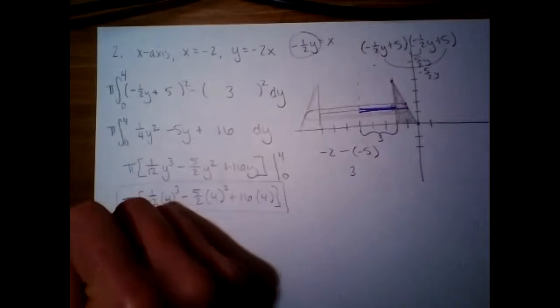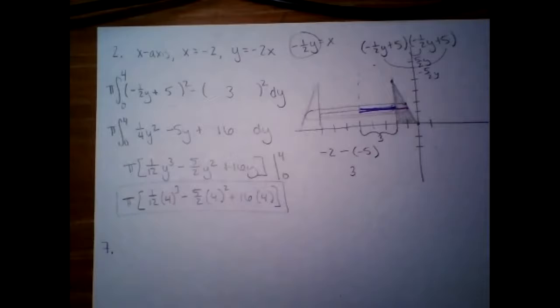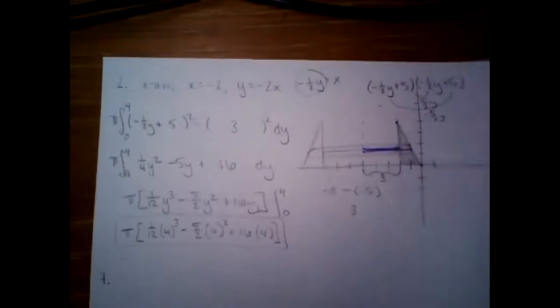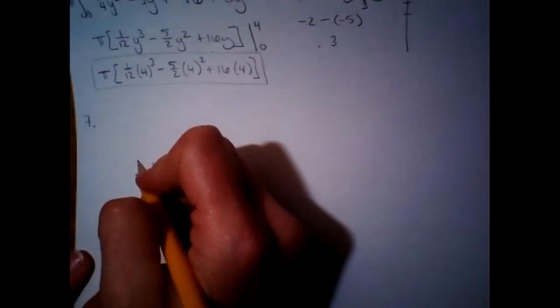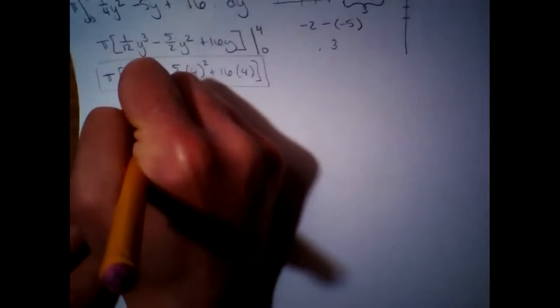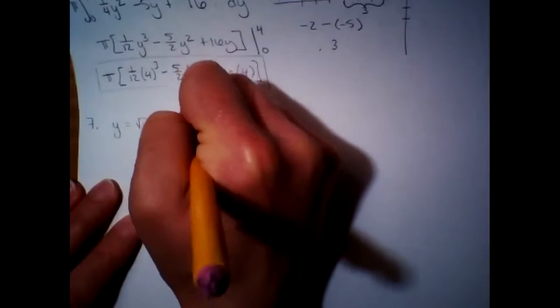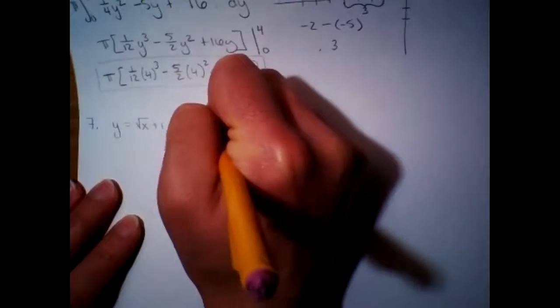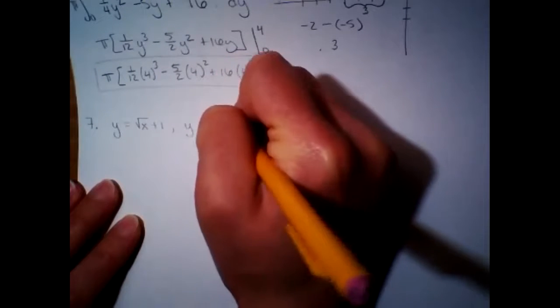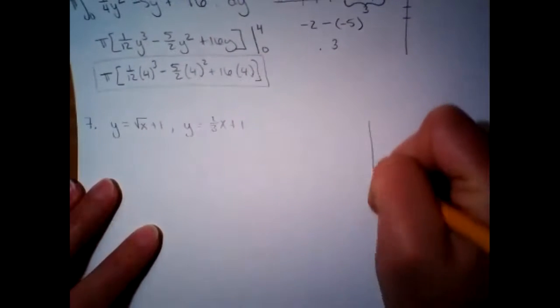All right, and then someone had said 7. So let's look at number 7. This is one where you have cross sections coming up out of the paper at you. So you have to turn on your imagination. All right, the base is bounded by the graphs of y equals square root of x plus 1 and y equals x over 3. That's 1/3 x plus 1. So let me start by going ahead and graphing those.